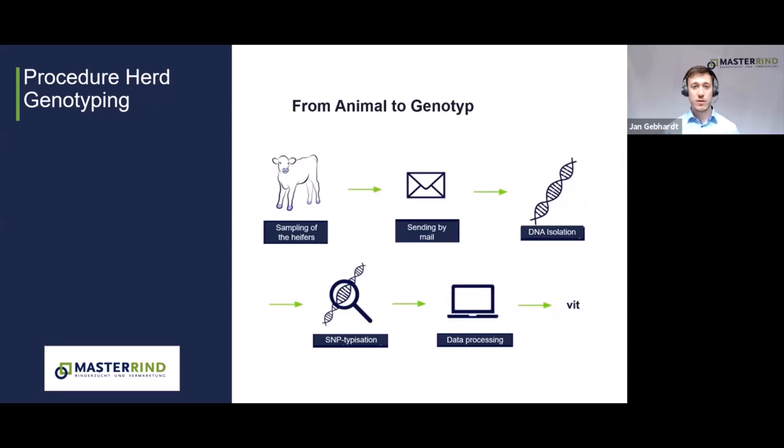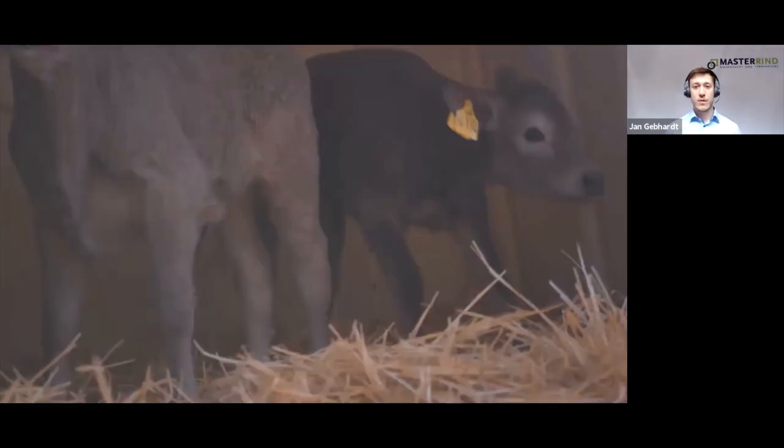Now, what's the procedure, how do you get the genotype in your herd? First, you start with a sampling of your heifer, as I already said. Afterwards, you send it by mail to us or to the IFN Schönow, that's the testing station. They isolate the DNA out of your sample and do the SNP typing, sending this data to the YET, and they process the data into all breeding values for you. Afterwards we send you the results of genotyping, or your local distributor, and he sends that to you.